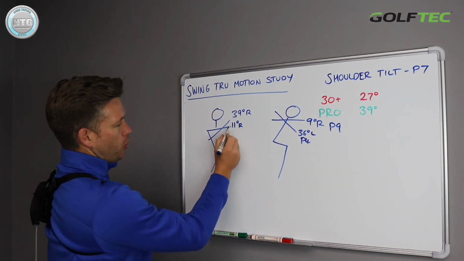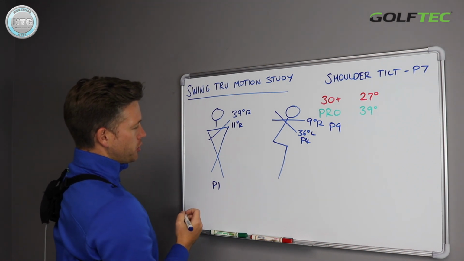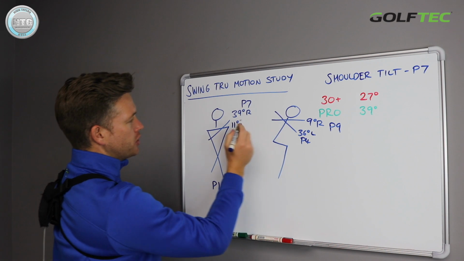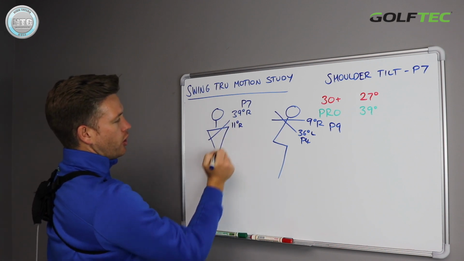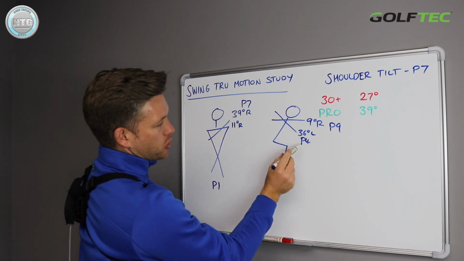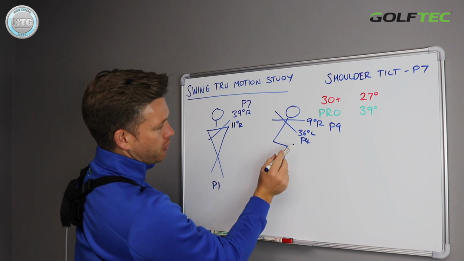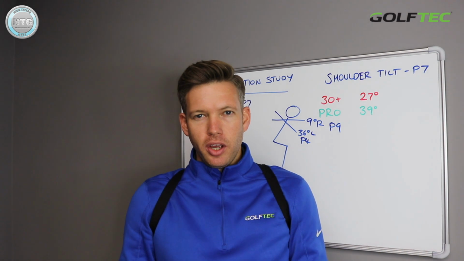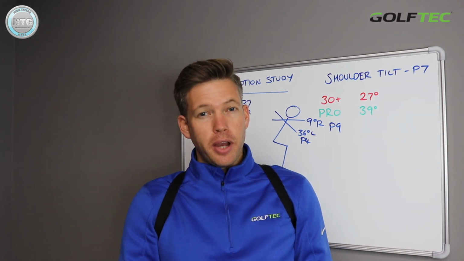So we've got P1, where we're expecting around 11 degree shoulder tilt to the right. And then at P7, which is what the study's done on today, we're going to expect somewhere around 39 degrees to the right. In the backswing, we look at 36 degrees to the left, and then in the finish, 9 degrees to the right. We're going to take a look at these different positions and explain why the shoulders change their tilt at different points.